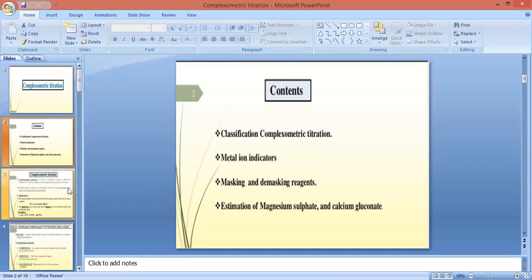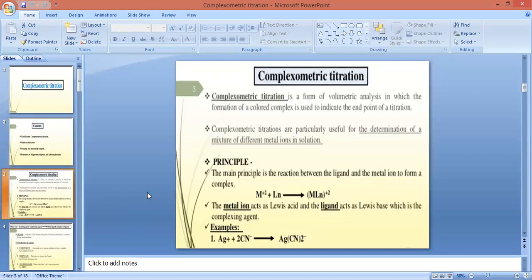So before moving on towards the classification of complexometric titration, let's see what is complexometric titration. It is a form of volumetric analysis, that is, from the volume of standard solution, either disodium EDTA or ammonium thiocyanate, in which the formation of a colored complex is used to indicate the endpoint of titration, that is, the volume of standard solution consumed by the metal ion. We can determine the concentration of metal ion.